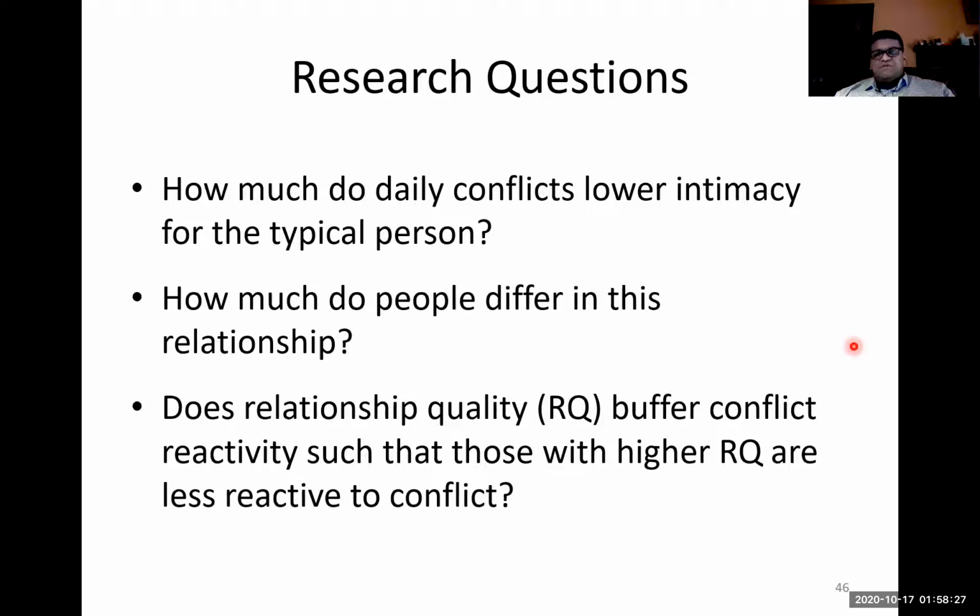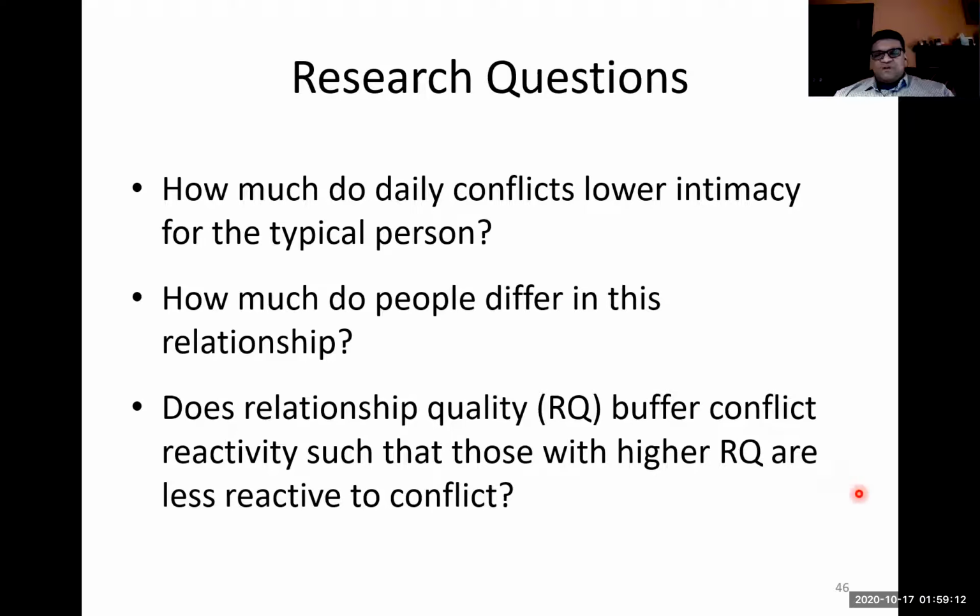And then after characterizing this heterogeneity, we can then try to model it. And the question related to that aspect is, does relationship quality, a variable that we've measured once and that represents a person's global positive or negative evaluation of their relationship, buffer daily conflict reactivity, such that those with higher relationship quality are less reactive to conflict? So that's a key research question.